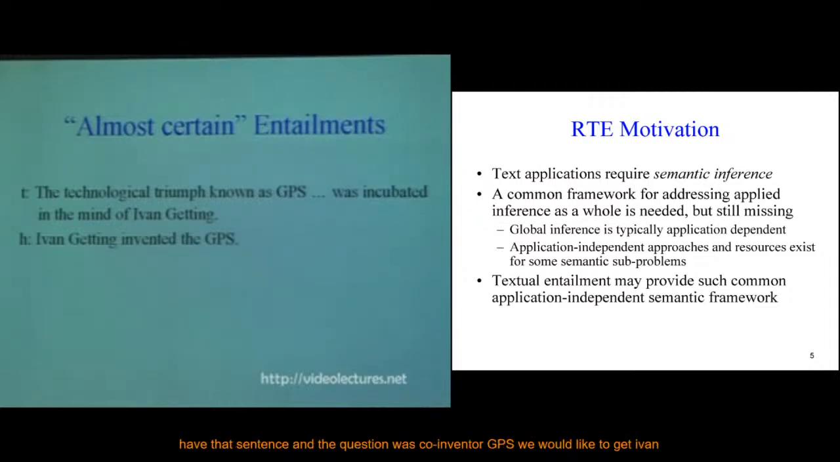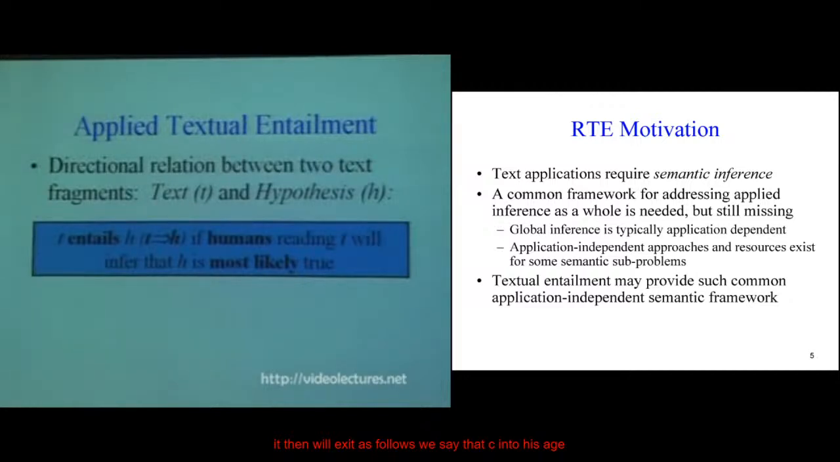If we have that sentence and the question was who invented GPS, we would like to get Ivan Getting as an answer from our system. Okay, so we want to relax it, and relax it as follows. We say that T entails H if humans, so we refer here to human understanding, just like in every other NLP task, reading T will infer that H is most likely true. So it's kind of making the reduction to the behavior we expect from our text understanding systems, right? If I would read the text and infer that Ivan Getting invented GPS, I would like my entailment system to make the same inference, okay?